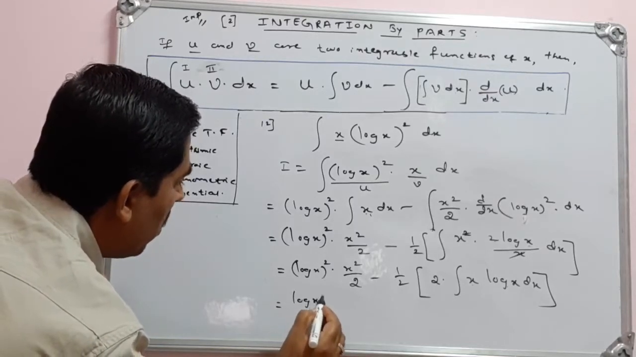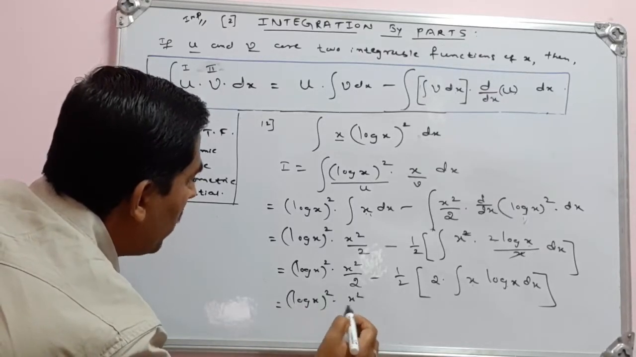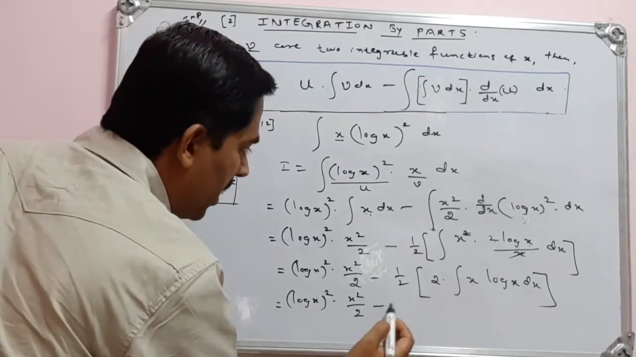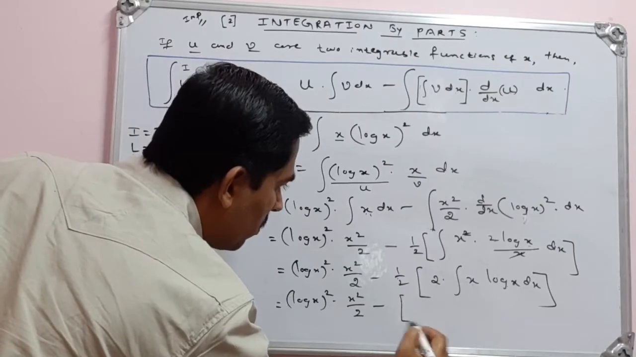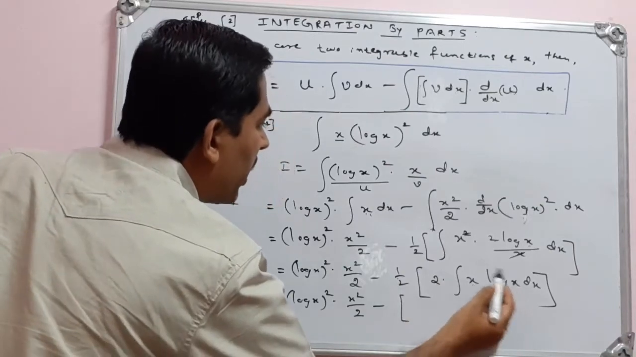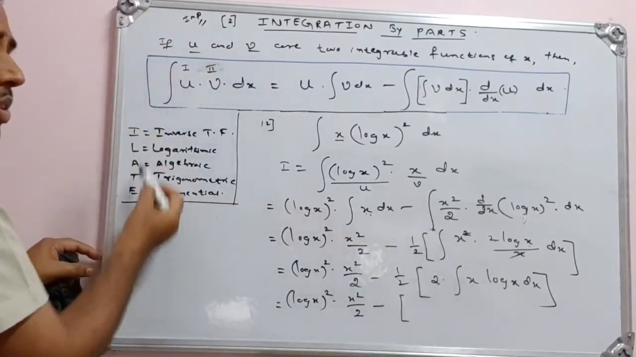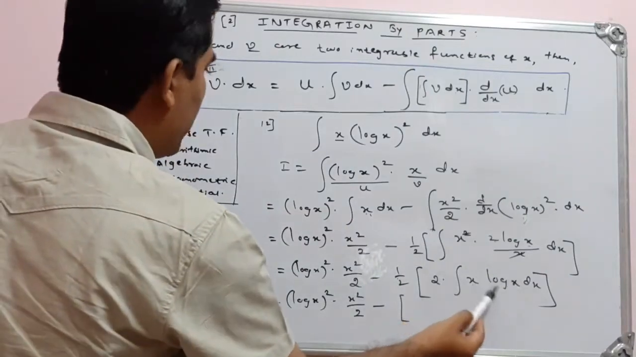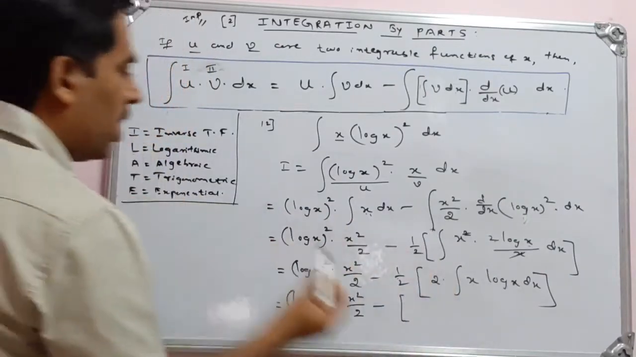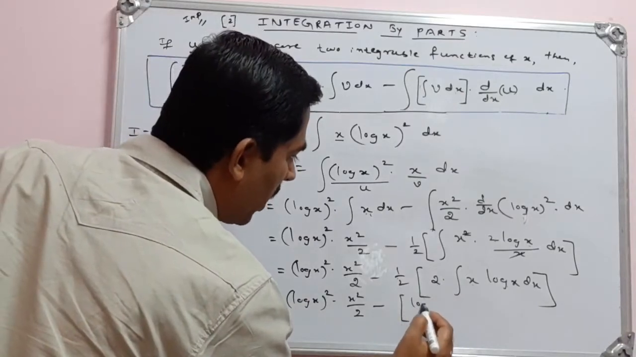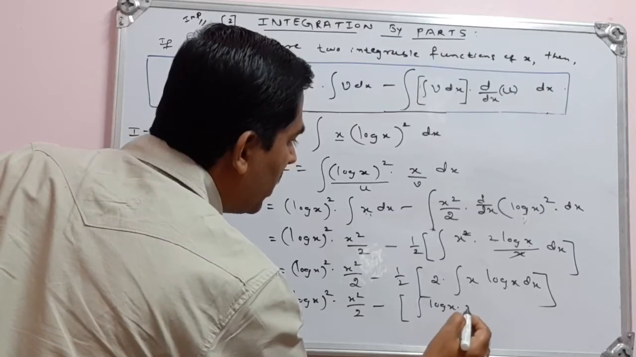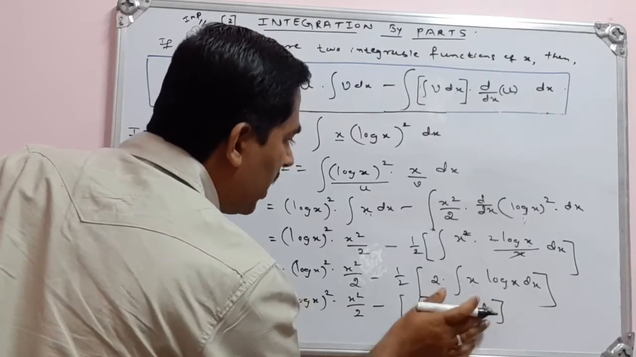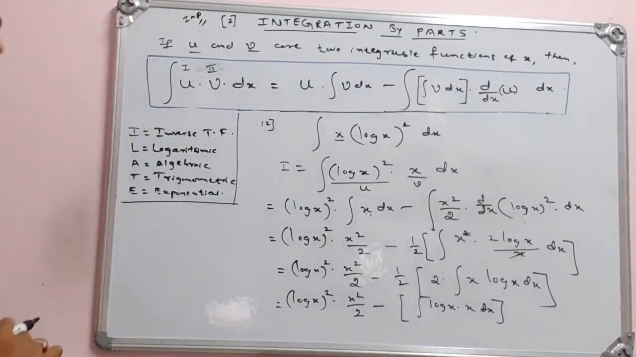See, I will write this log x whole square into x square by 2. Then minus, half into 2, the 2 gets cancelled. I get only minus. See, integration of x log x. Once again, you see this highlighted rule. I have to write the logarithmic function first, then the algebraic function. So under the integral sign, I will write log x into x. For this, again you apply integration by parts.